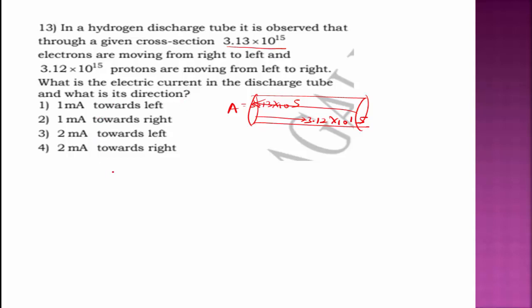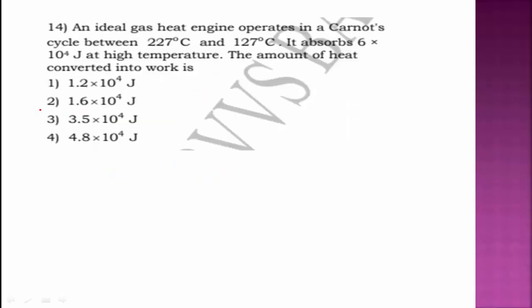Here we know the formula, I is equal to Ne into Qe plus Np into Qp. Here Ne into Qe is for electrons, and Np into Qp is for protons. Then when you substitute these values, the answer is nearly 1 milliampere towards right. Option 2 is the right answer.